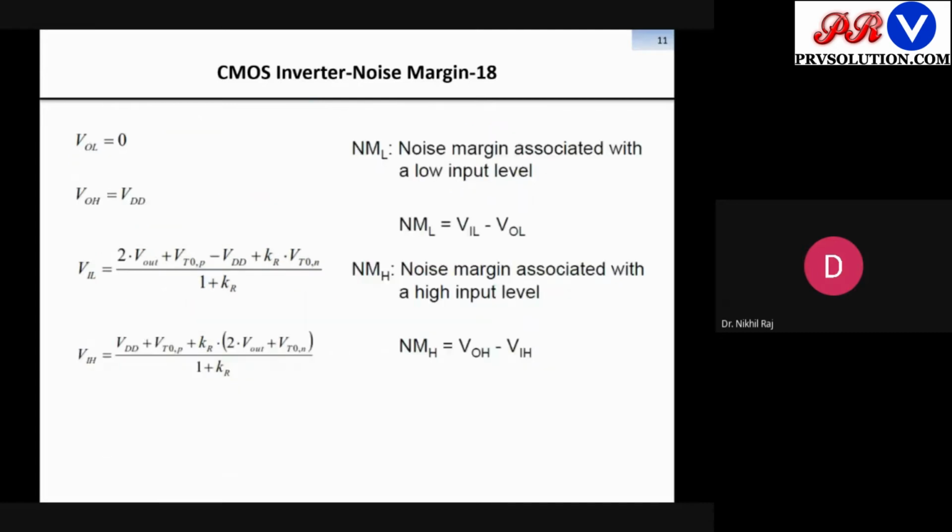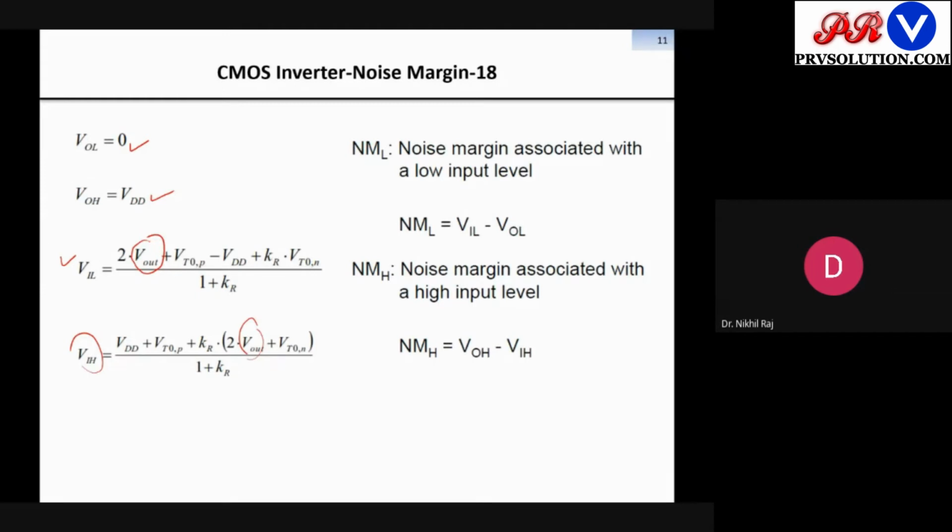So before that, what is the noise margin for the CMOS inverter? For a perfect CMOS inverter, we have seen that VOL is 0, VOH is VDD. This was the VIL expression, where the problem was that it was a function of Vout, and also VIH is a function of Vout. Okay, so we got all the four equations.